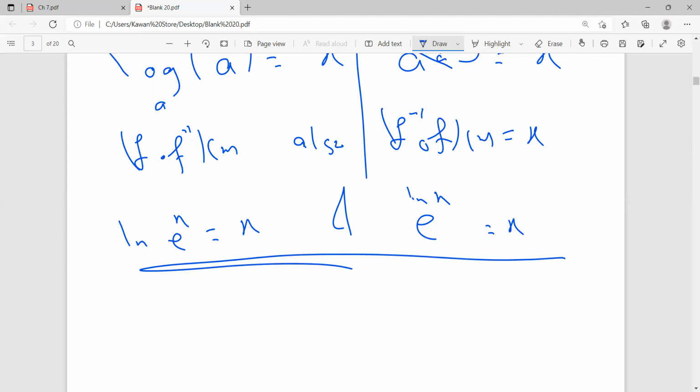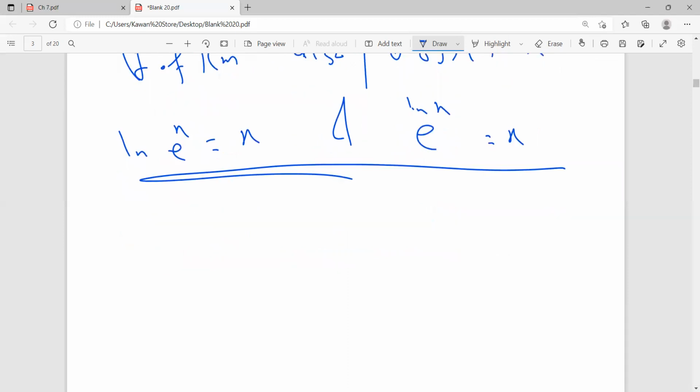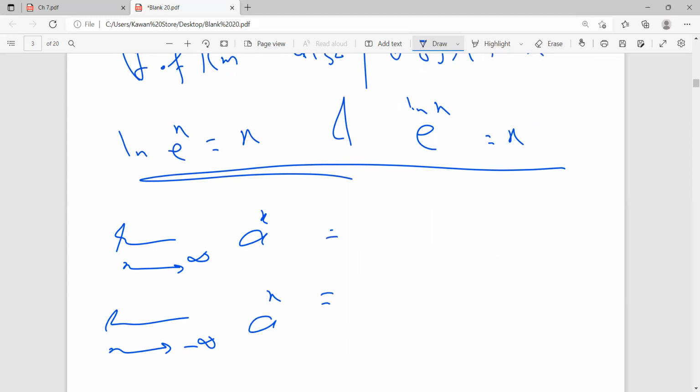Now I'm going to do limits. Limit as x approaches infinity of a to the power x. Limit as x approaches minus infinity of a to the power x. So tell me about the value of this one. And how do you know? Don't just say it's equal to 2, for example. Show me, give me the clue.